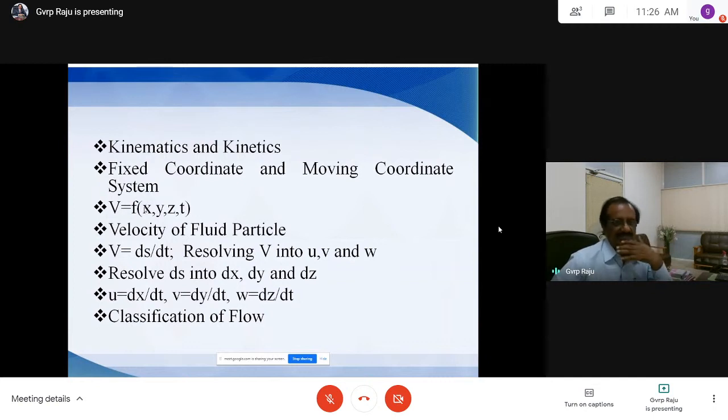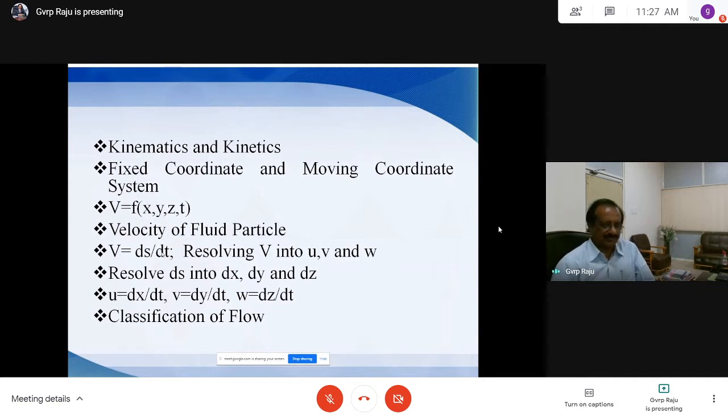So then how will you define the velocity of the fluid particle? No doubt any velocity is displacement by time. If it is a solid, it is the distance moved by the solid particle per unit time. Whereas in the fluid, the velocity is equal to the distance moved by the particle in time dt, as dt tends to 0, limit dt tends to 0. So the velocity of the fluid particle is equal to ds by dt.